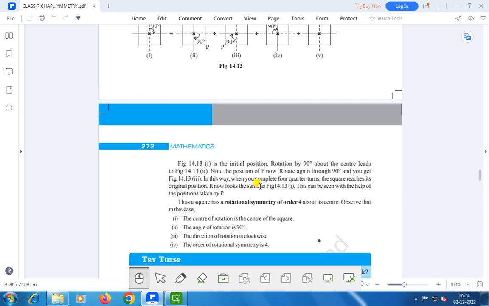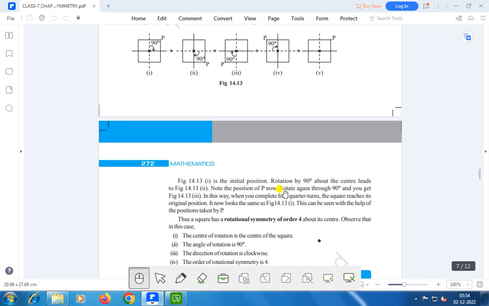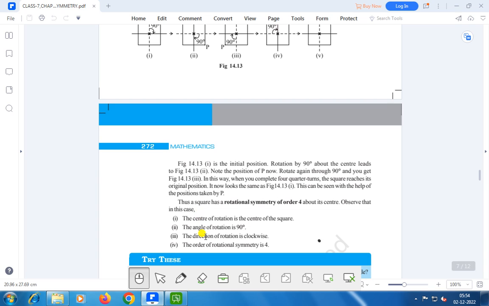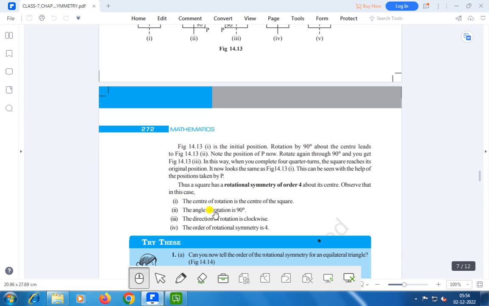In this way, when you complete 4 quarter turns, the square reaches its original position. It now looks the same as in figure 14.31. It can be seen with the help of the positions taken by P. Thus, the square has a rotational symmetry of order 4 about its center. The center of rotation is the center of the square. The angle of rotation is 90 degrees. The direction of rotation is clockwise. The order of rotational symmetry is 4.